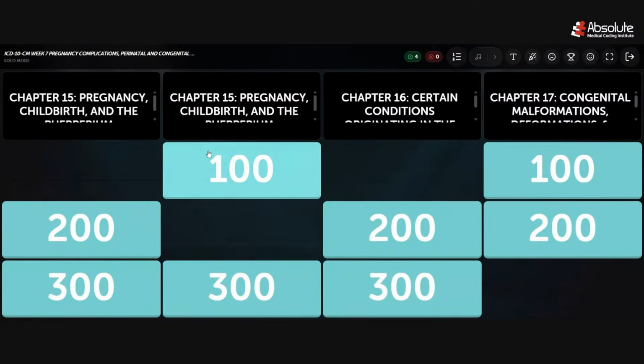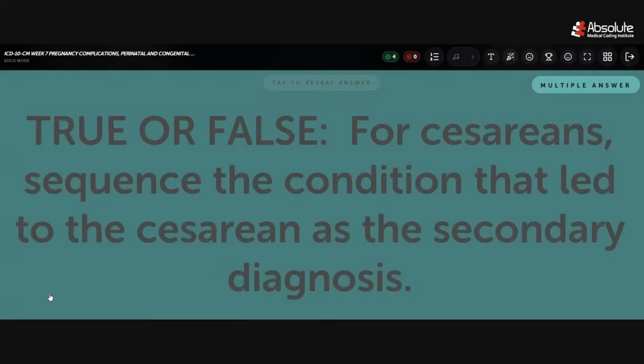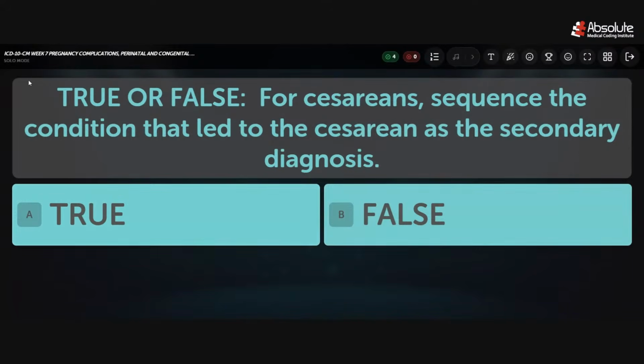Okay, let's move back to our chapter 15. Let's do another 300. As always, put those answers in the chat. True or false? For cesareans, so cesarean deliveries, sequence the condition that led to the cesarean as the secondary diagnosis. So a sequencing question. We always love those ones. So let me know true or false in the chat.